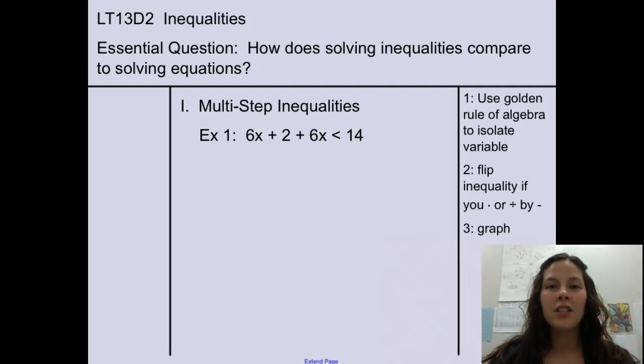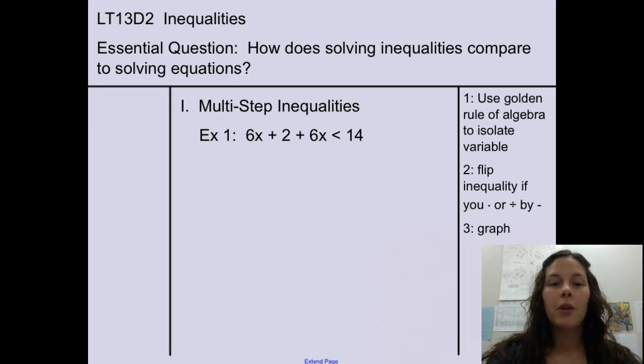In this lesson, we're going to look at solving inequalities with a few more steps than the ones we saw yesterday. Remember, when you're solving an equation or an inequality, you simply use order of operations backwards, follow the golden rule, whatever you do to one side you do to the other, and the additional step to remember when you're solving inequalities is if you have multiplication or division by a negative, you'll have to flip the inequality symbol.